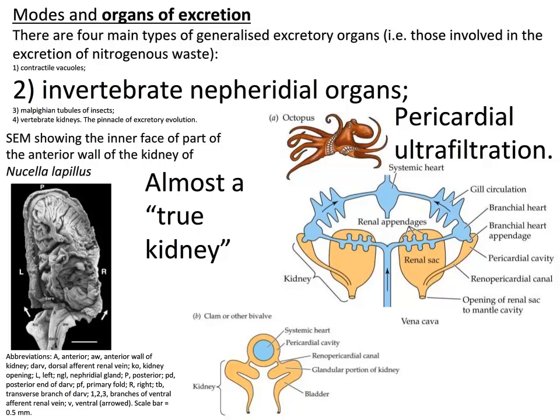As we move up the phyla to mollusks, very high order mollusks, so we're talking about cuttlefish and octopus, we see proper filtration and reabsorption, or what we call pericardial ultrafiltration. We've got our heart actually driving a blood pressure, causing filtration to occur, and this is actually a proto kidney. This is what we would consider to be a true kidney, or the precursor of the true vertebrate kidney.